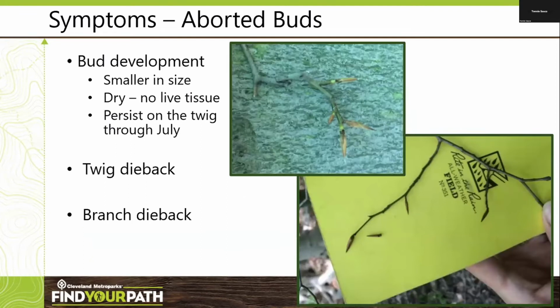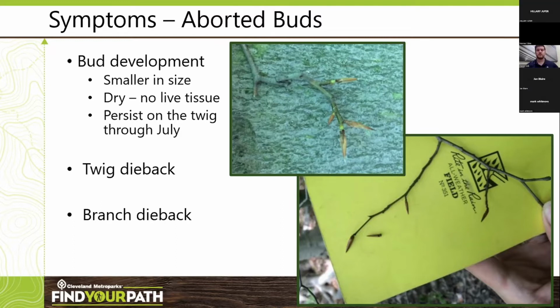Other symptoms that we tend to get later in the development of beech leaf disease is what we call aborted buds. These buds remain on the twig through the summer, throughout July into August, September even. They never develop leaves. They never leaf out. And when you touch them, they're really brittle and dark brown. They dry out throughout the summer, and they'll often fall off. And so what we get then is twig or branch dieback.